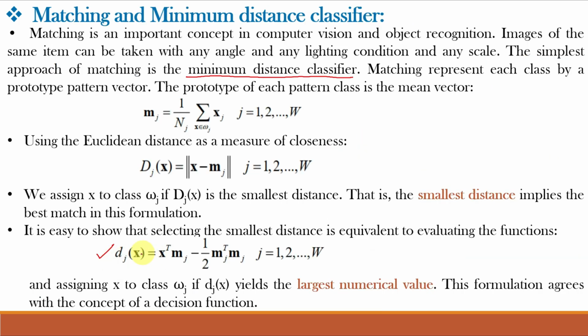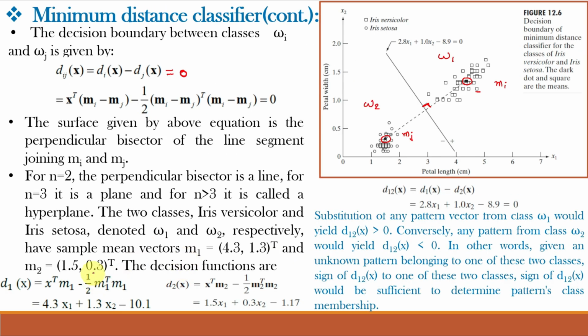Now using this equation we can write d1 of x and d2 of x for these m1 and m2 like this, and we know that the decision boundary equation is given by d12 of x, which is equal to d1 of x minus d2 of x. We obtain the equation like this, which is equal to 0. This comes out to be 2x1 plus 1.0x2 minus 8.9. So this is that line, the perpendicular bisector line.